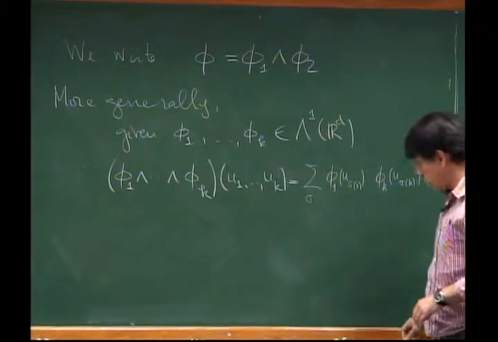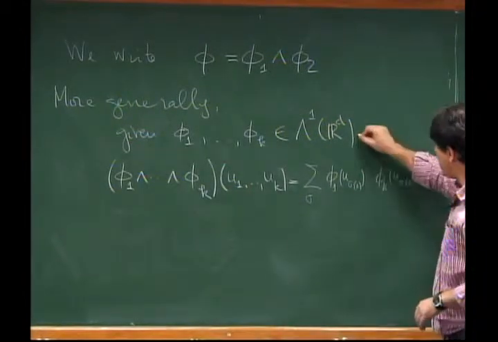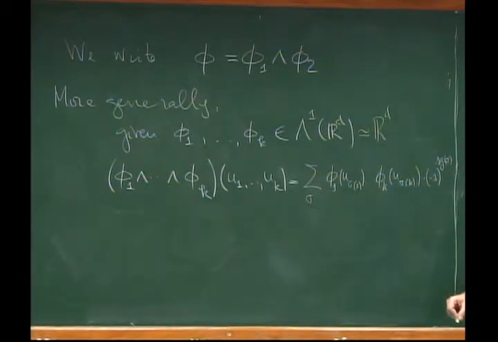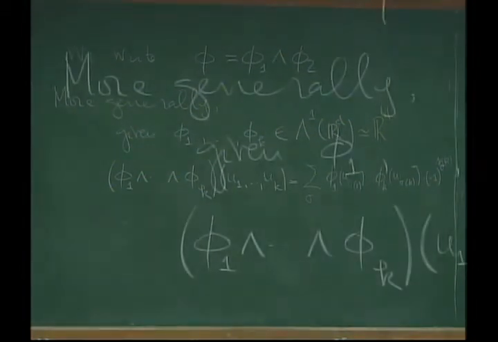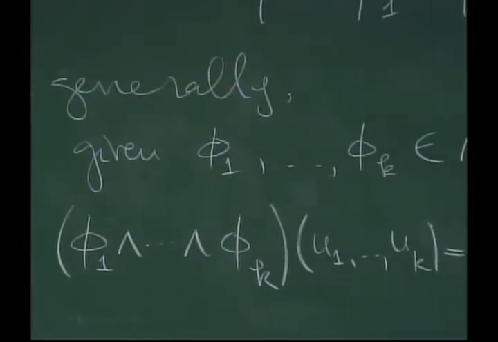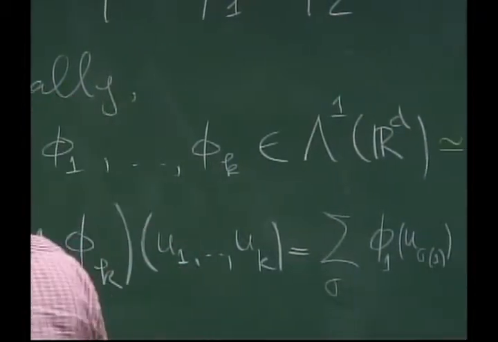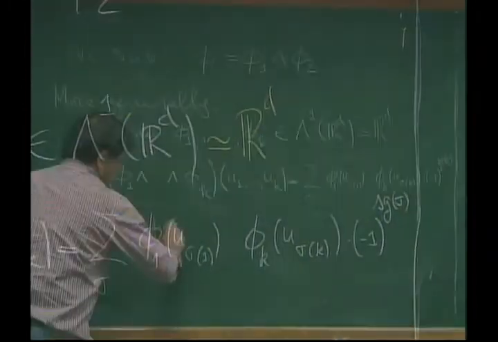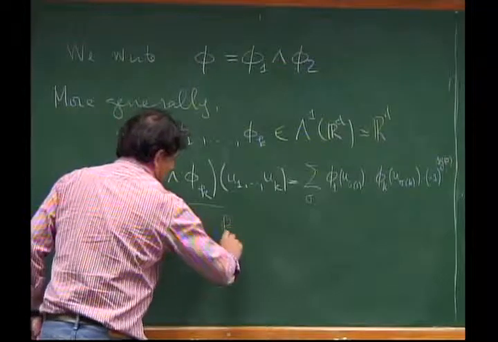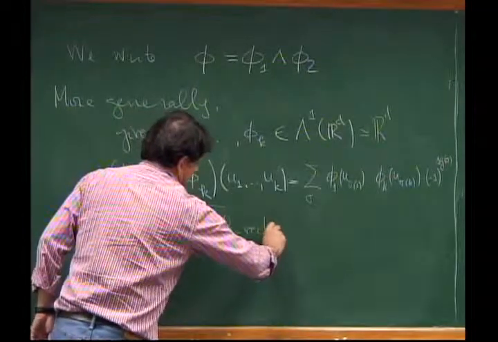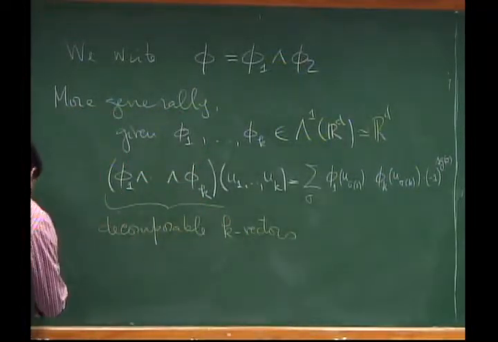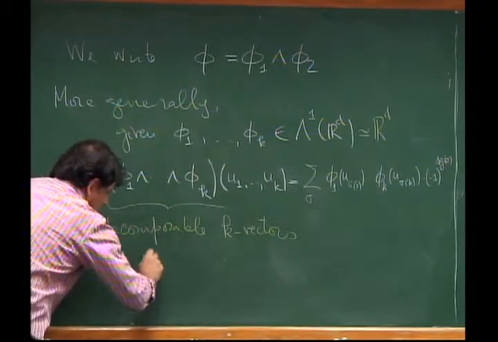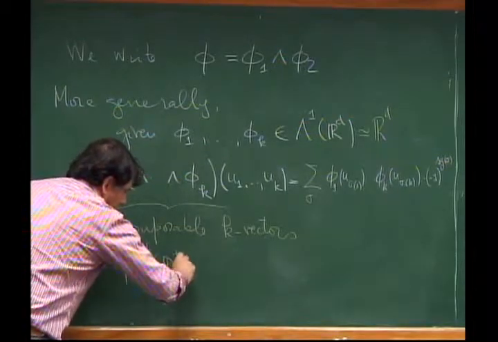Observe that lambda 1 of Rd is the same thing as Rd. It's the dual, and the dual you can identify with Rd itself. Okay? So the elements of this form are called decomposable k-vectors. And the elements of lambda k are called k-vectors.